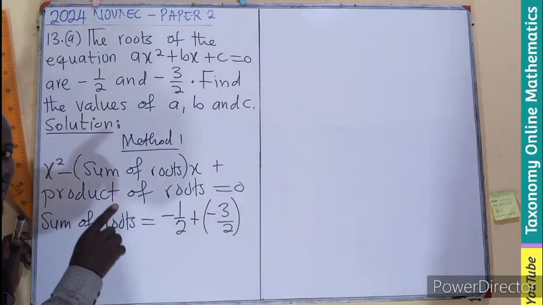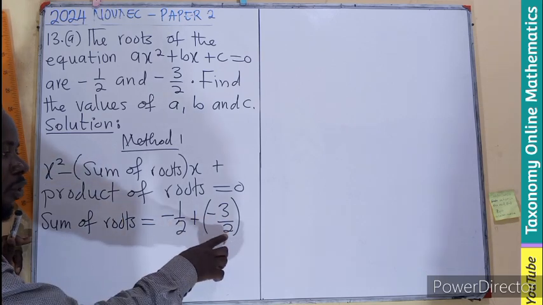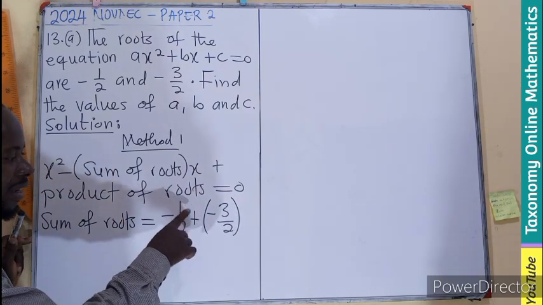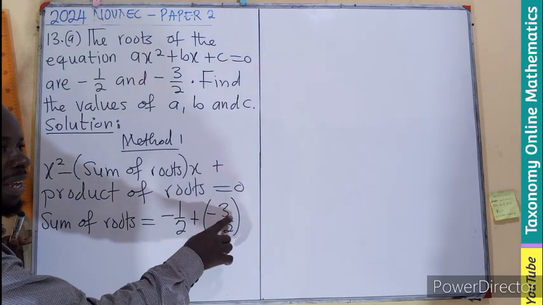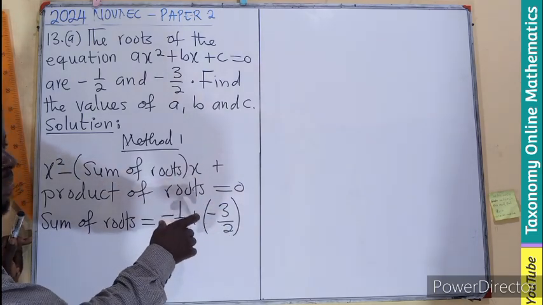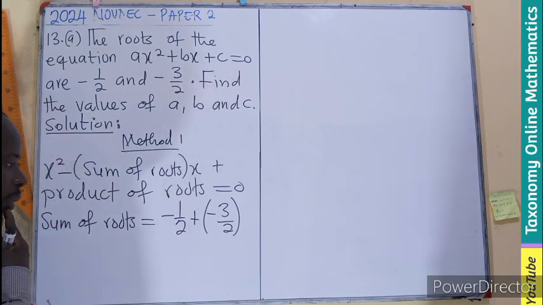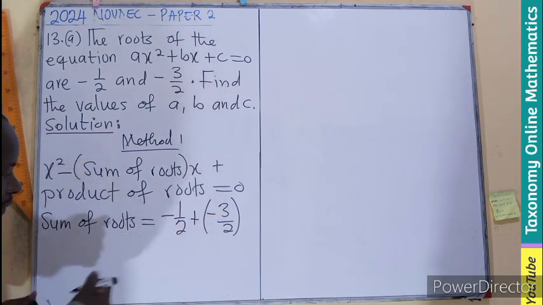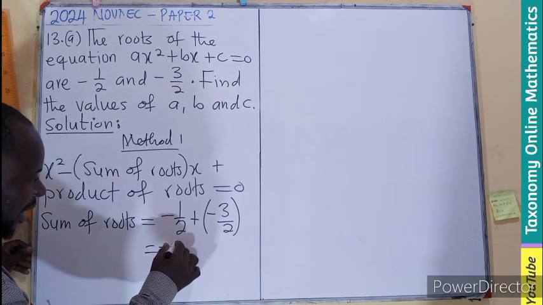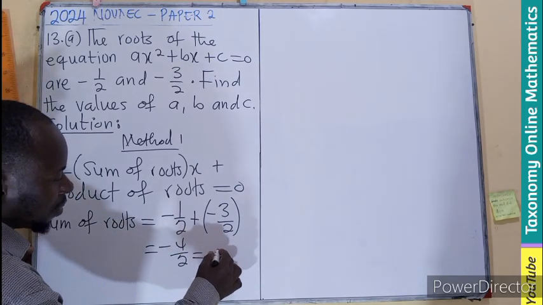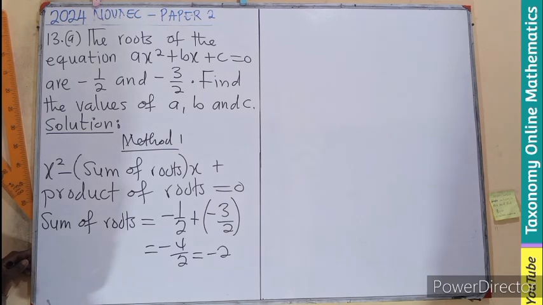Remember, if you are dealing with fractions that have the same denominator, you only add your numerators, meaning minus 1 plus minus 3. That becomes minus 4. So if the top is minus 4, what happens to the bottom? We maintain the bottom. So this becomes minus 4 divided by 2, which will give us minus 2.